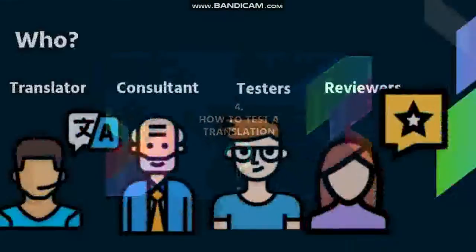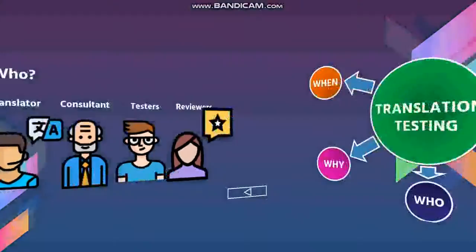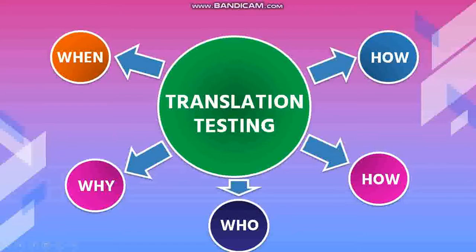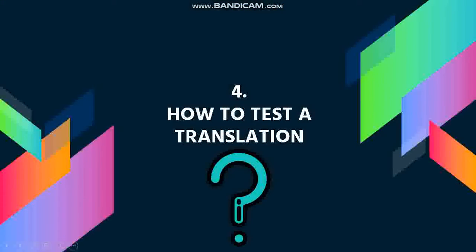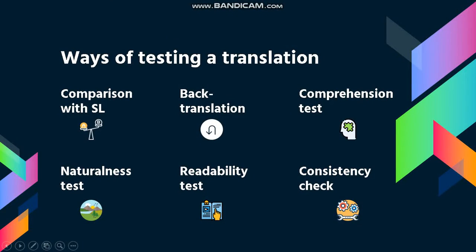So now we have answered 3 questions: when, why, and who. Now it's time for the most important one. So how do we test a translation? There are several ways of testing a translation, which are comparison with the source language, back translation, comprehension test, naturalness test, readability test, and consistency check.